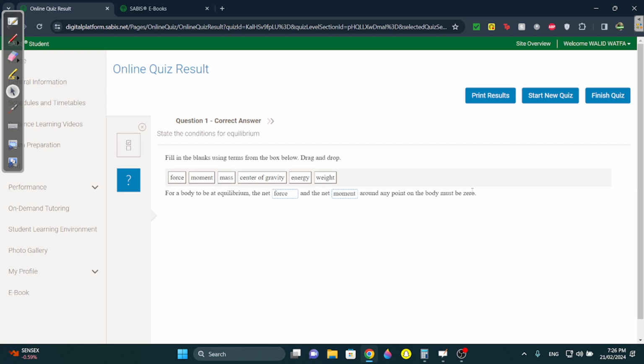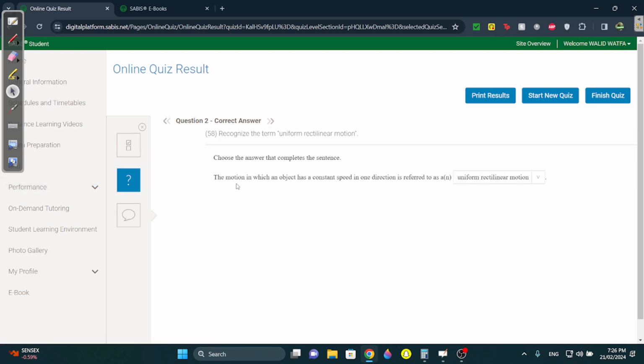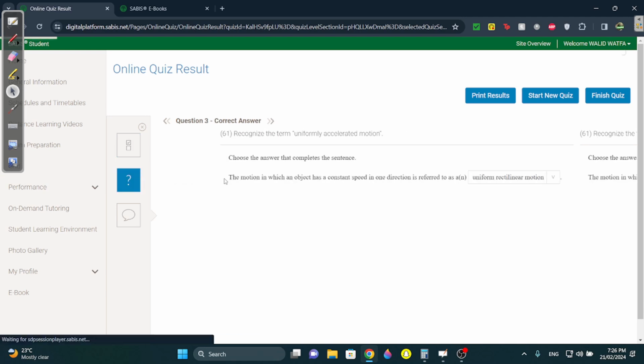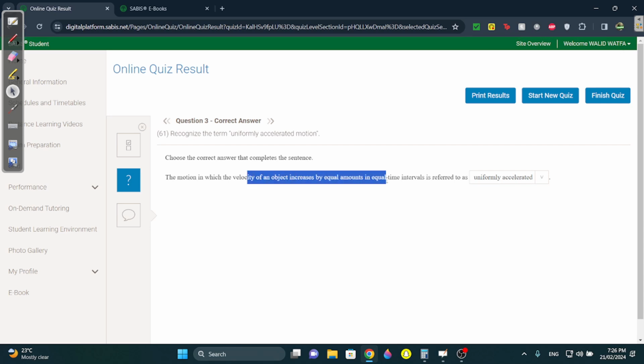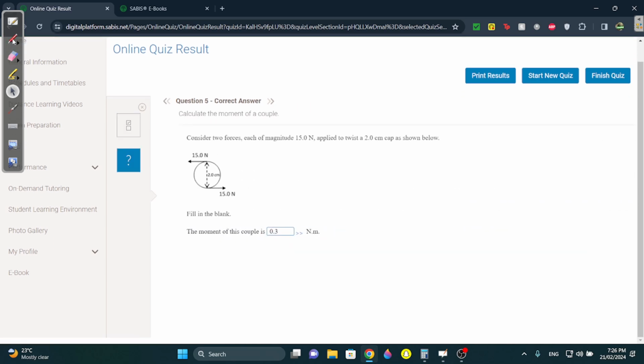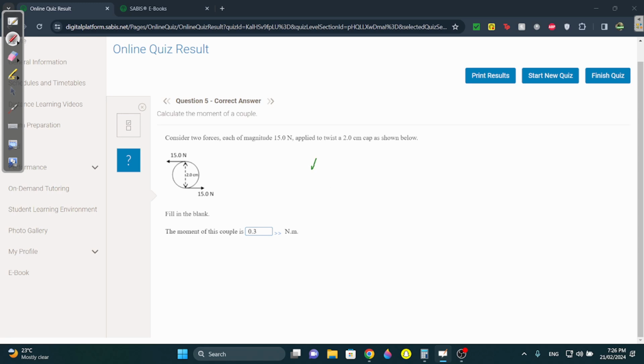Okay, here, question 2. The motion in which an object has a constant speed in one direction is uniform rectilinear motion (URM). Everybody knows this. And the one which increases velocity by equal amounts is uniformly accelerated. Everybody knows this. 4, we did it. Let's move to 5. Calculate the moment of a couple. The moment of any couple is equal to force times the distance between the forces. So the moment of this couple is 15 times the distance between them, which is 2 centimeters, which is 0.02 meters. So 15 times 0.02 is 0.3.